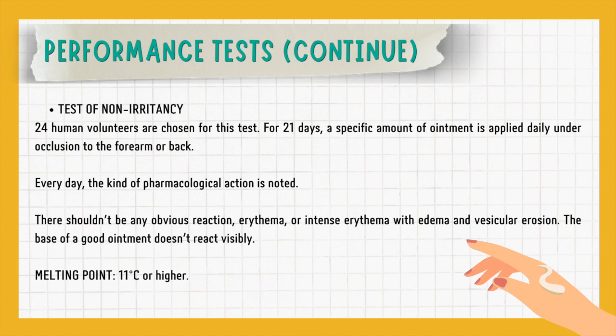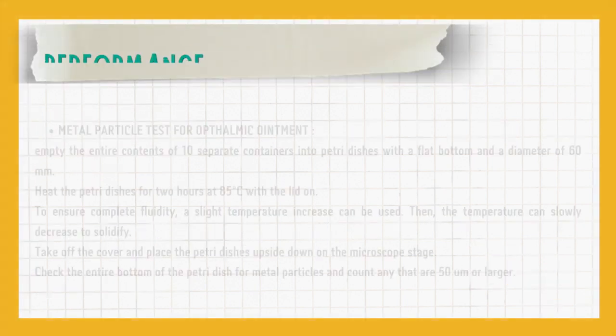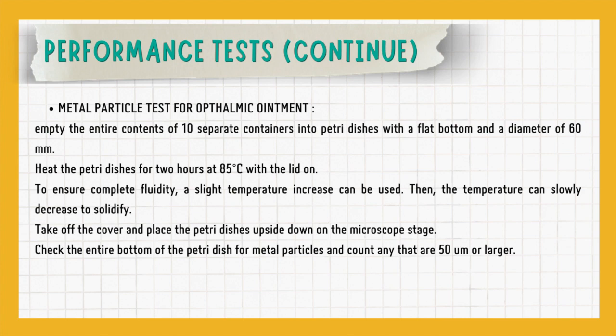Metal particle test for ophthalmic ointment. Empty the entire contents of 10 separate containers into petri dishes. Heat the petri dishes for 2 hours at 85 degrees Celsius. Place the petri dishes upside down on the microscope stage. Check the entire bottom of the petri dish for metal particles and count any that are 50 micrometers or larger.